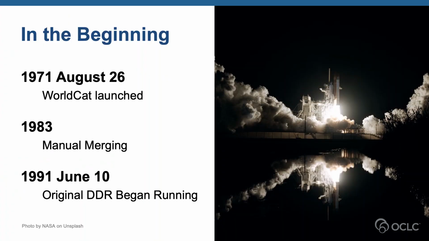What we now call WorldCat was unleashed onto the world on August 26, 1971. And yet, not until a dozen years later, in 1983, did we develop the capability to manually merge duplicate bibliographic records. At first, this was an overnight batch operation, but it eventually evolved into an instantaneous process.